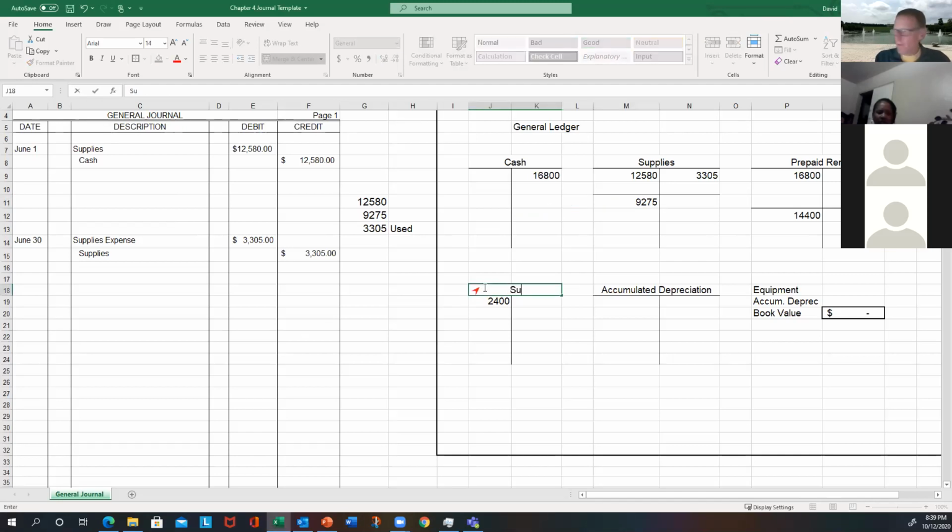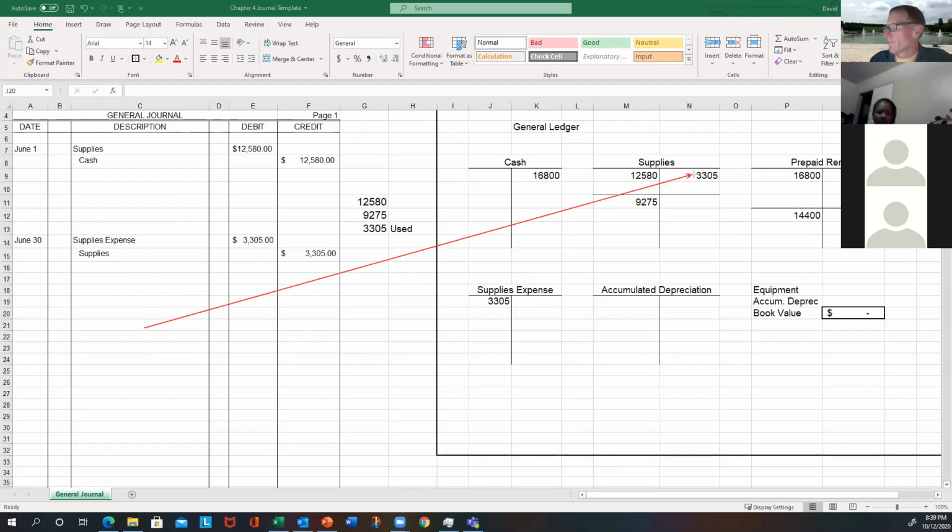So then you have supplies expense that would get debited for 3305. Okay, so again, the impact here is supplies expense gets posted and supplies gets posted over here. Notice that's an asset account. You're basically reducing your asset by updating it, and your supplies expense, you're adding that into your income statement.